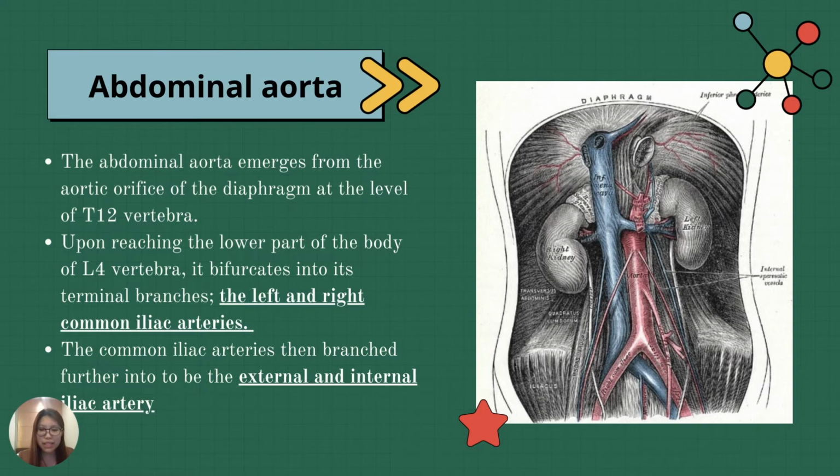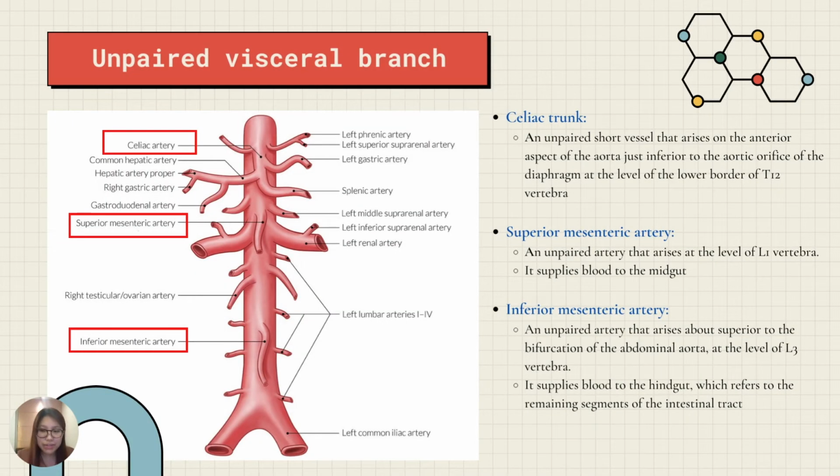We divide its branches into unpaired visceral, paired visceral, and paired parietal branches. The unpaired visceral branch, the celiac trunk, arises on the anterior aspect of the aorta, just inferior to the aortic orifice of the diaphragm at the level of the lower border of the T12 vertebra. So shortly after its origin, the trunk gives out its three branches: the left gastric artery, common hepatic artery, and the splenic artery, supplying the foregut.